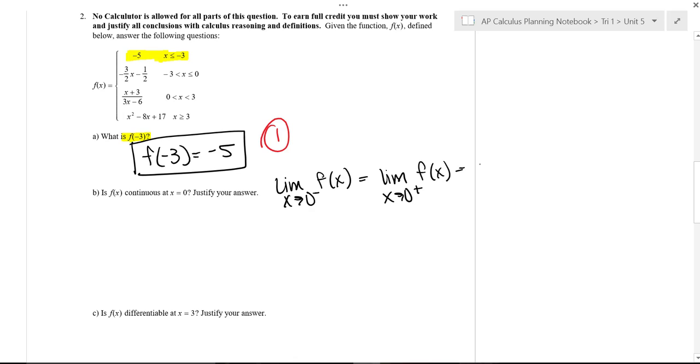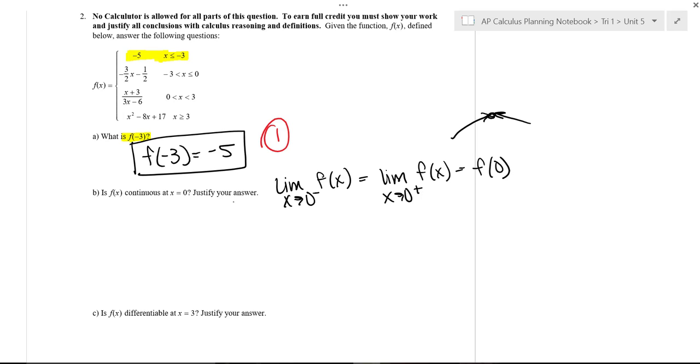And that also equals f of 0. So those all have to be equivalent because what we're saying is that they're both approaching the same value, and then there's also not a hole at that point. So you can't just say that they're approaching the same value, but it also has to be filled in. So let's get this done.